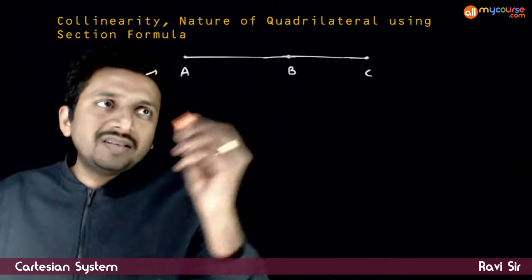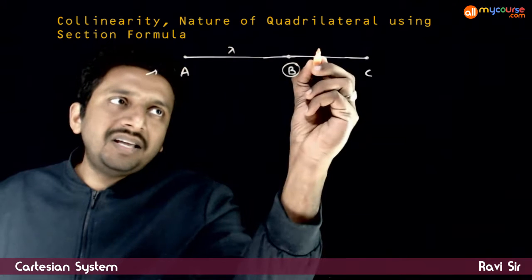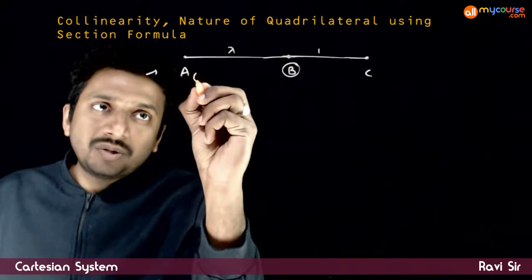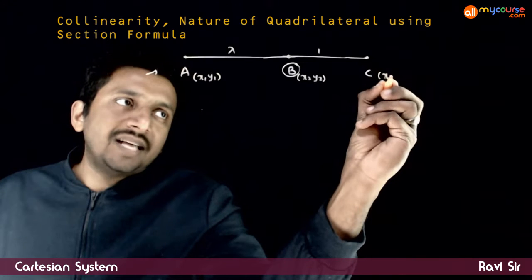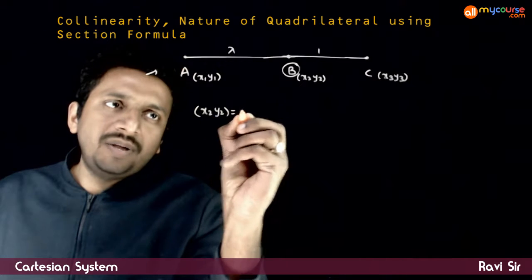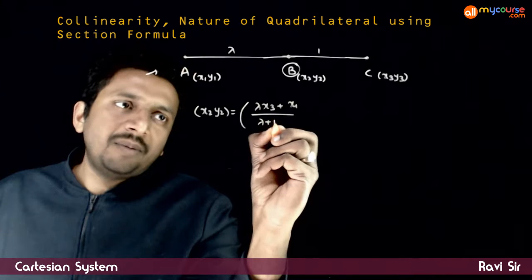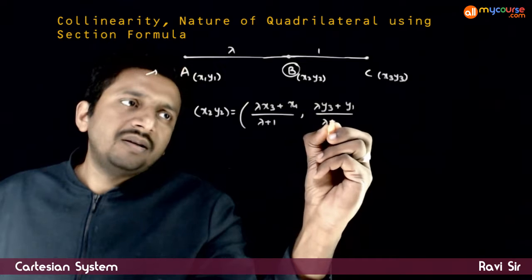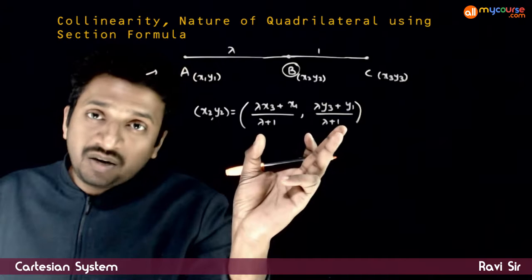So the simple trick is we assume that the point B divides AC in the ratio lambda is to 1. So let us take this as x1 y1, this as x2 y2, this as x3 y3. So x2 y2 will be equal to (lambda x3 plus x1) by (lambda plus 1), (lambda y3 plus y1) by (lambda plus 1). So x2 y2 is equated to this.